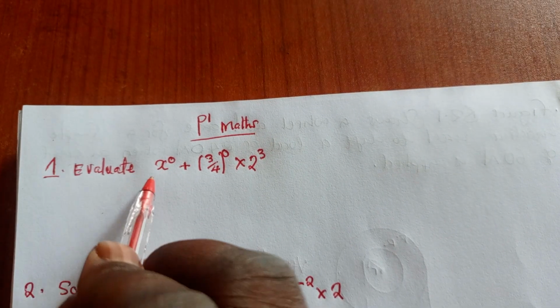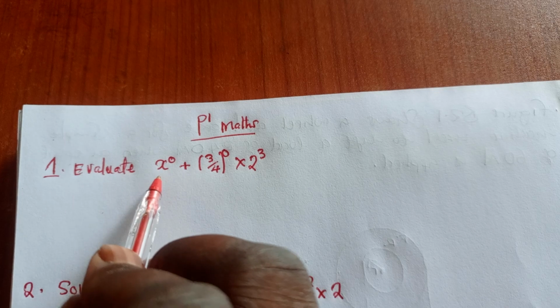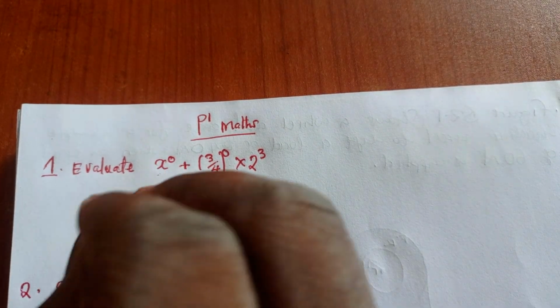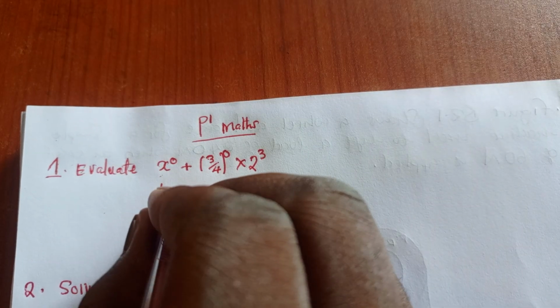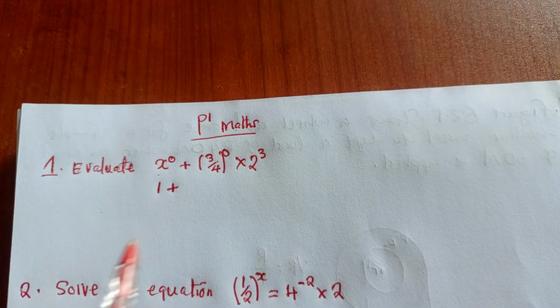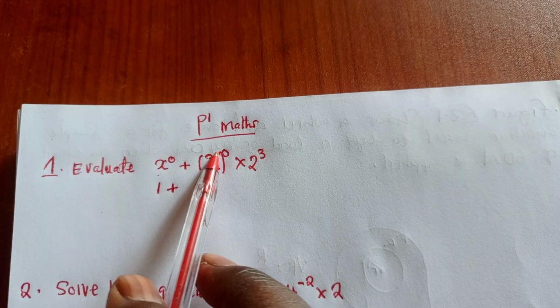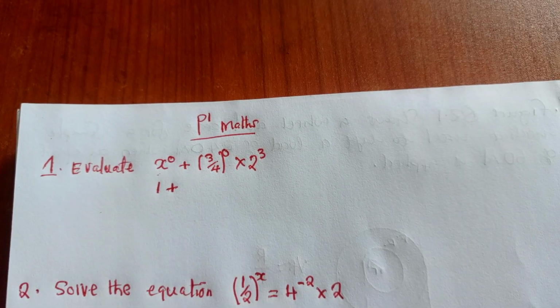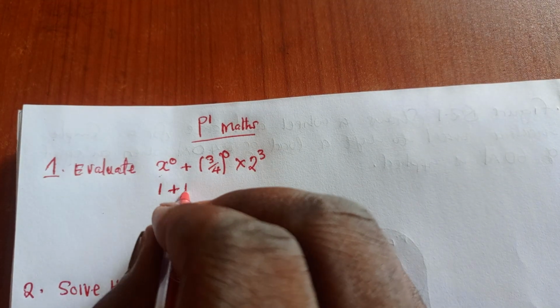So we need to know that any number or any letter to the power 0, the answer is 1. So x to the power 0, the answer is 1 here. Then plus. Then again here, we have 3 over 4 in the brackets to the power 0, so the answer is also 1. So we put a 1 here again.